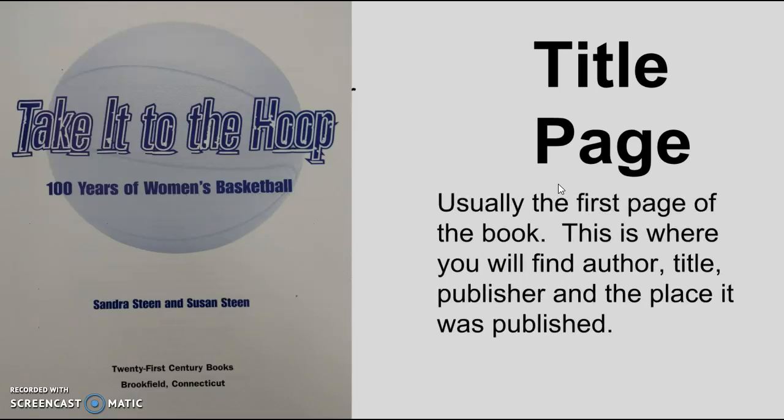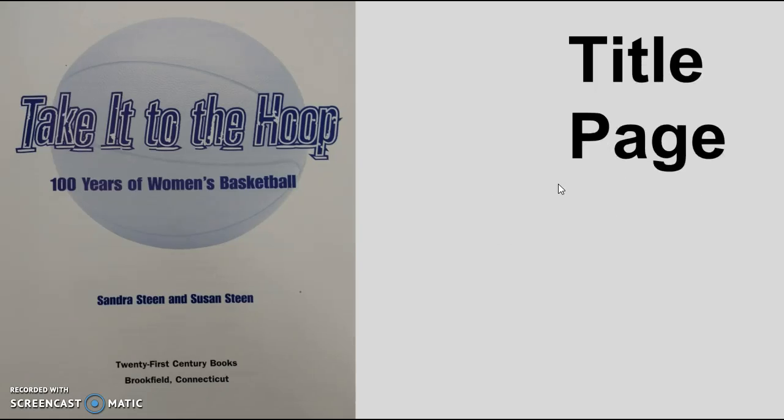After the spine is the title page. So the title page is usually the first page in the book, and this is where you'll find the author, the title, the publisher, and the place it was published. So let's go look and see where those are found on the title page.